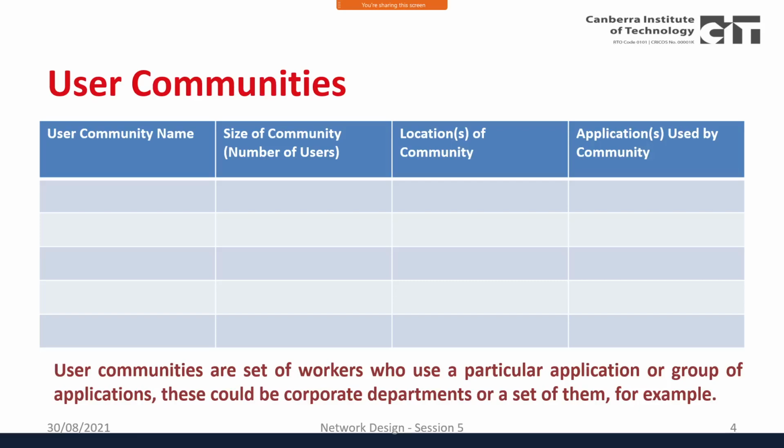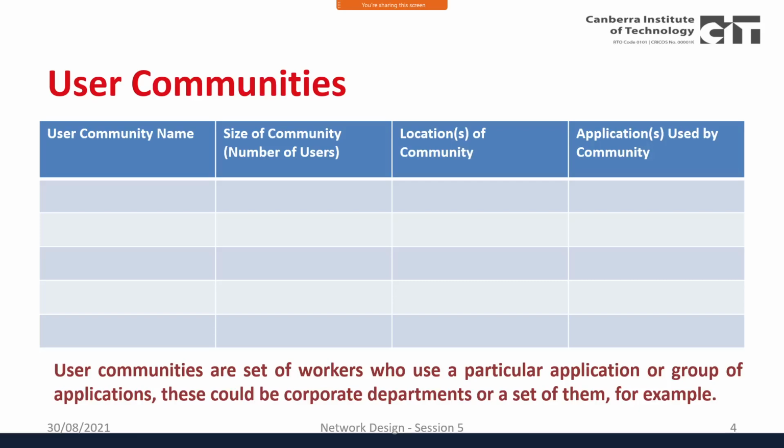When understanding the user communities and dividing our network based on them, we also need to understand the size of the communities. In other words, we need to know the number of users. It's also important to find out if they are scattered around different locations or if they are confined to the same physical location. This is something else that is useful for us to understand. The applications used by them are also one more important factor that will help us design our network.